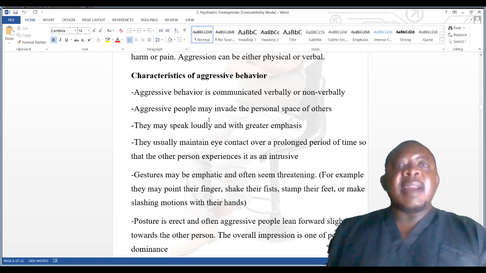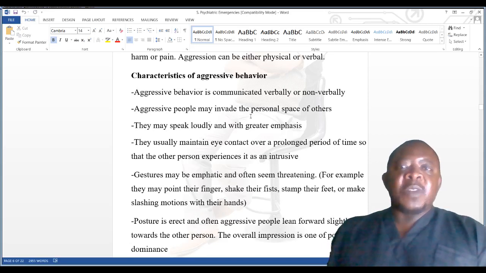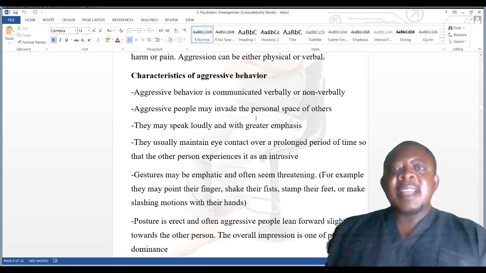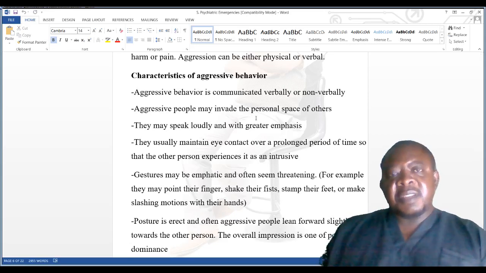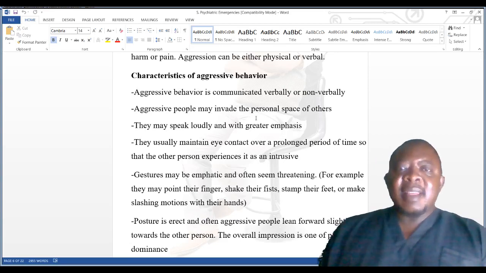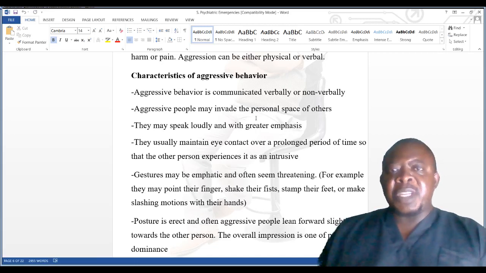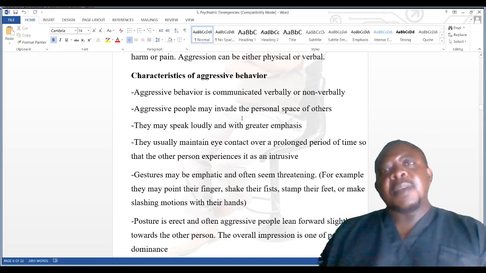Then aggressive people may invade the personal space of others. They intrude in your social space, they intrude in your personal space. That is what aggressive people do. More like in a stance when one wants to fight the other person. They come into your personal space and eventually start pushing you around.